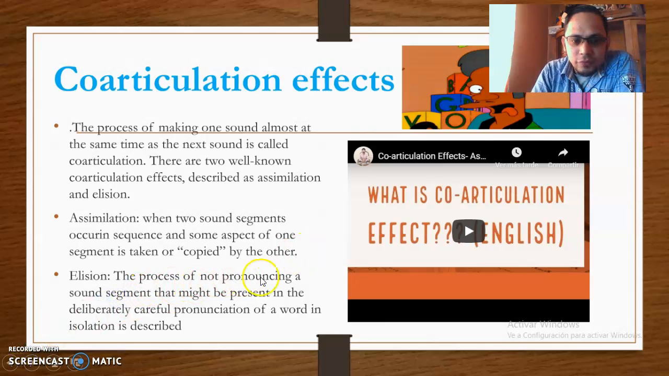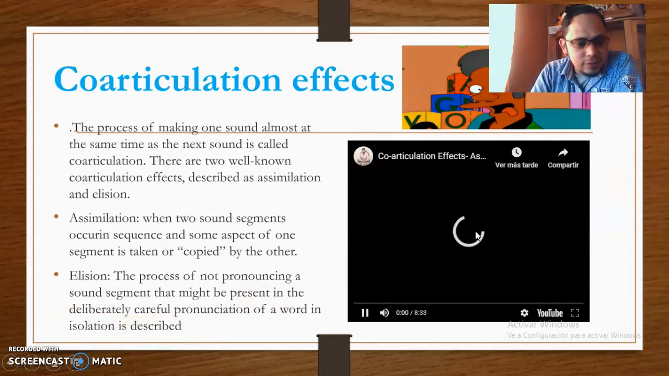Elision is the process of not pronouncing some segment that might be present in the deliberately correct pronunciation of a word in isolation.